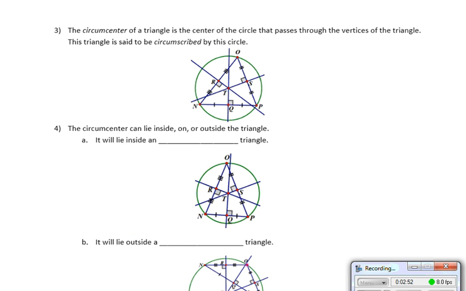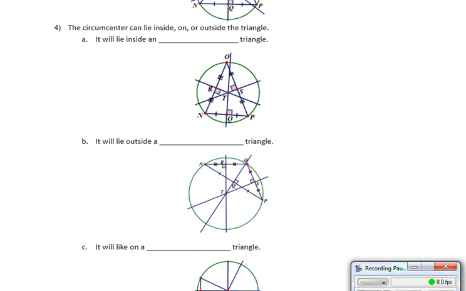The circumcenter of a triangle is the center of a circle that would pass through the vertices only of the triangle. This triangle would be said to be circumscribed by the circle. Or we can turn that around and say that the circle circumscribes the triangle. Circum meaning around, that can help you remember what's happening here. The circumcenter can be inside, outside, or on the circle itself.